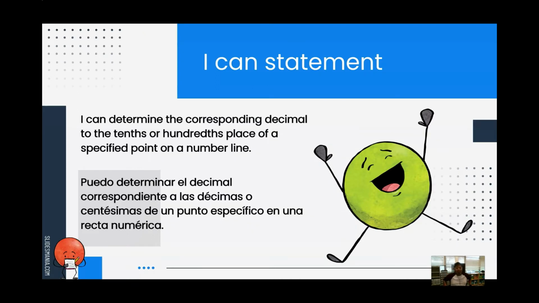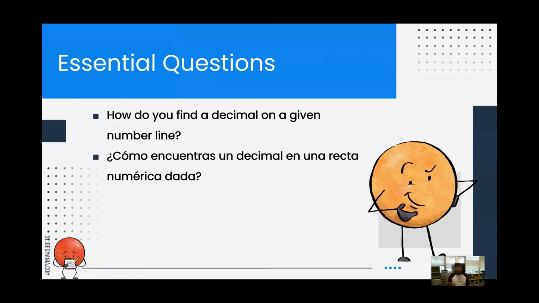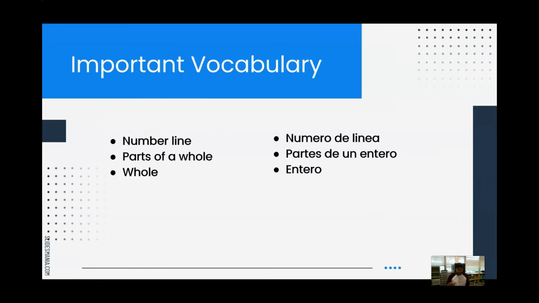I can statement, okay? I can determine the corresponding decimal to the tenths or hundredths place of a specific point on a number line, okay? Essential question: How do you find a decimal on a given number line? Well, that's what we're going to learn today.